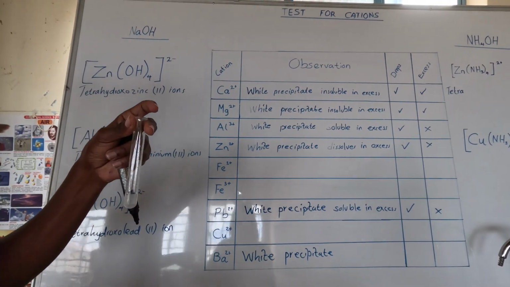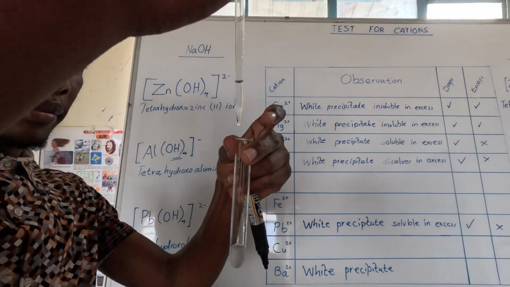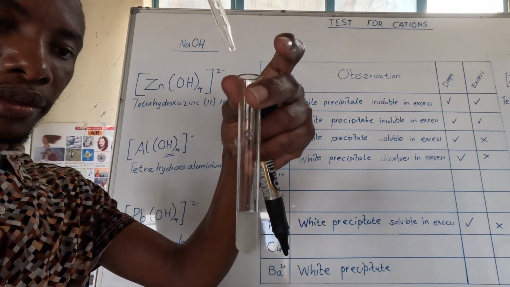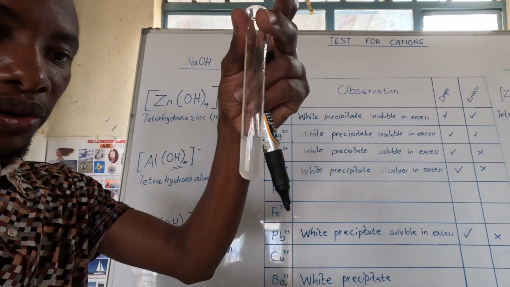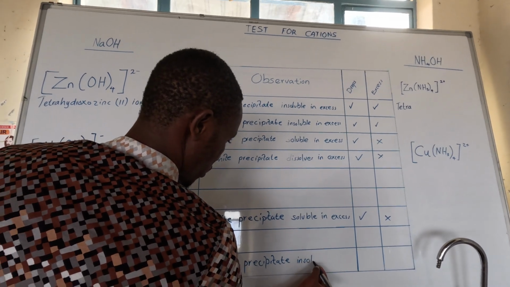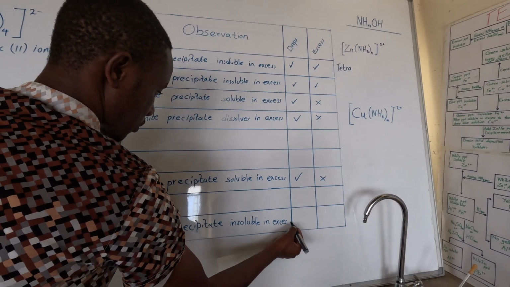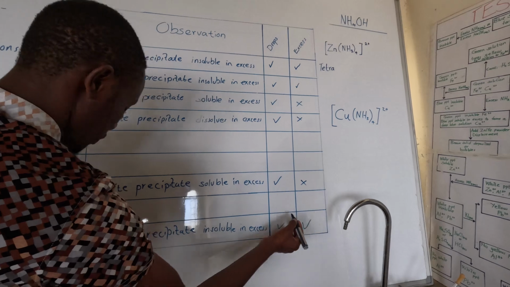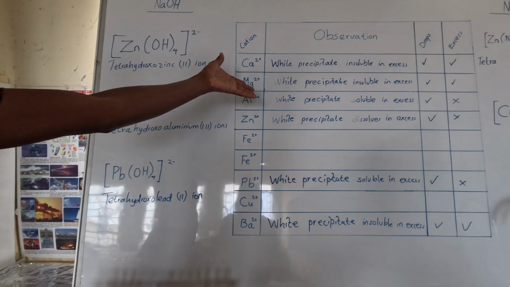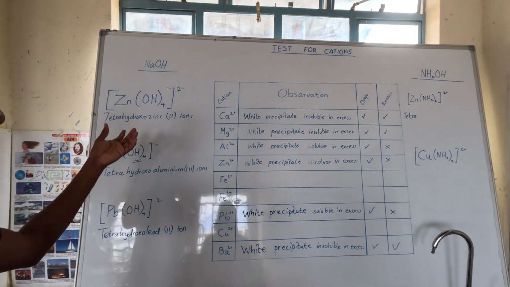What will happen if I add excess sodium hydroxide to barium? It is insoluble in excess. So we have our result. This is for the colorless cations, and those are the expected observations when you're using sodium hydroxide.